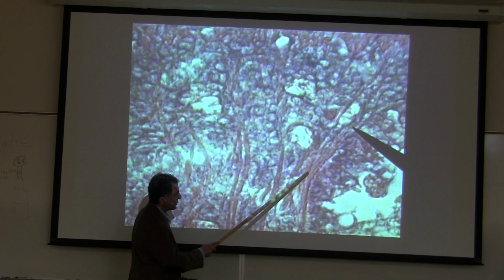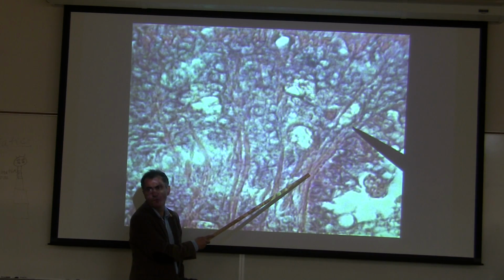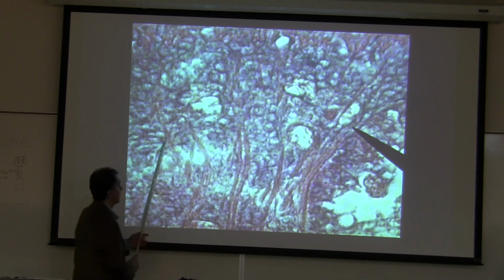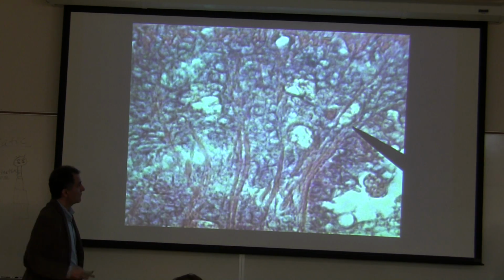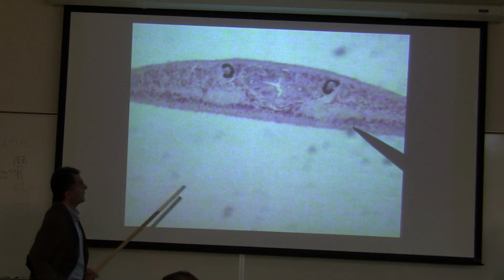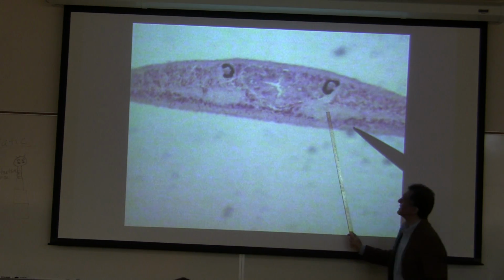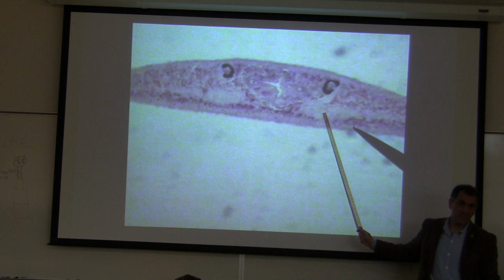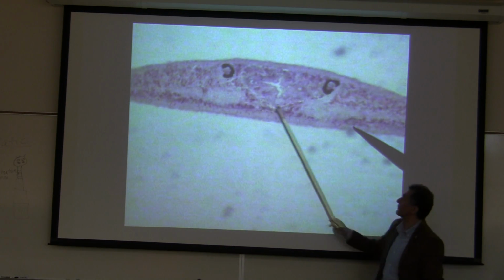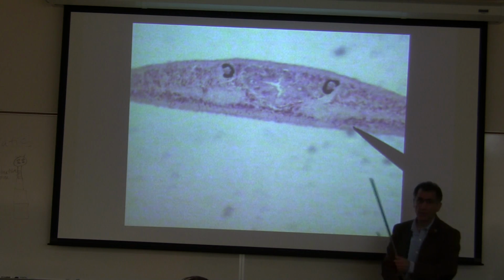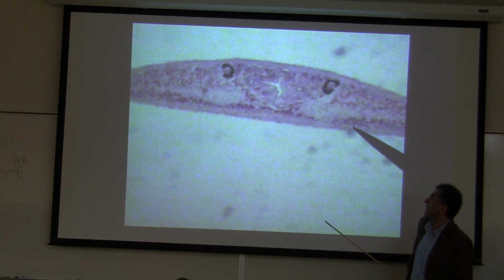What is the name of structure? Radial muscle. These are your radial muscle. Okay, you have them all over. Again, what is the name of structure? Eye spots. What is the name of structure? This is cerebral ganglion, not nerve cord. And you can see them beautifully on both sides. Cerebral ganglion. Okay, let's go.